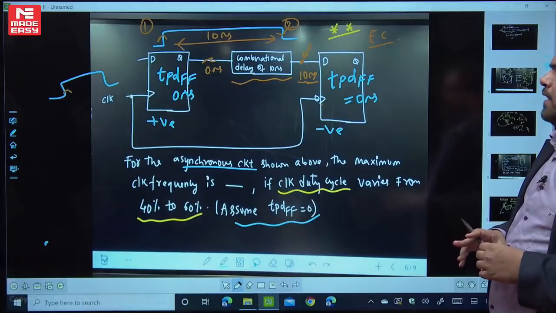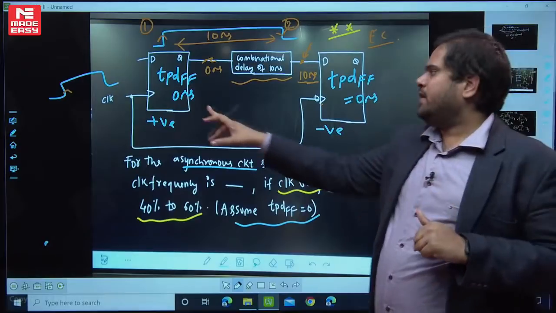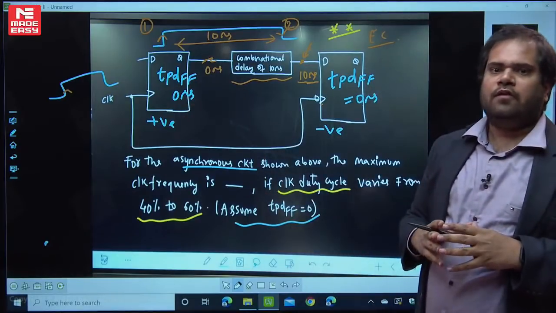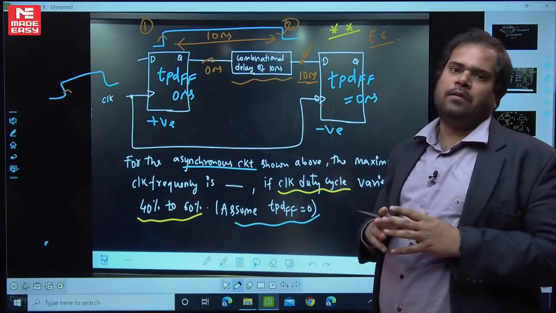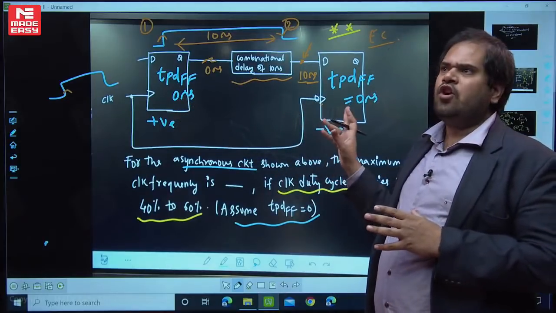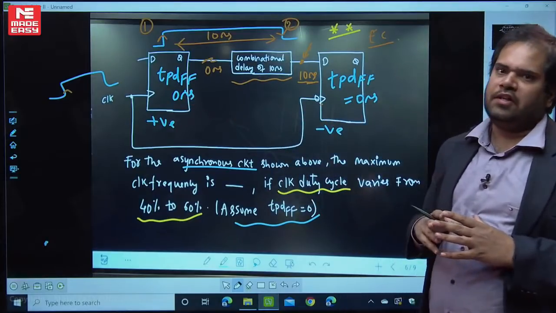I hope you have understood. Two flip flops, 0 delay. If the flip flops have a delay, what will we do? Just add the delay. If the flip flop has a delay, what should happen? This plus this, both of them should be there. This need not be added because it goes into the off time. But this plus this should be taken into consideration. Understood?